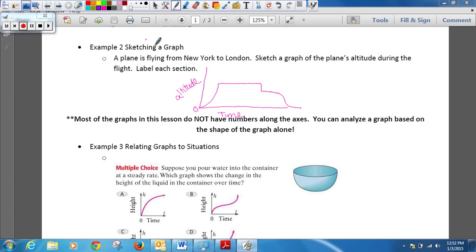So just like what we talked about when we were drawing it, this part is at takeoff. This is at cruising altitude. Here we have descending. Here they're waiting to land. So it's circling for runway to be open. And then last, here is the landing. And that is your graph and our labels of it.